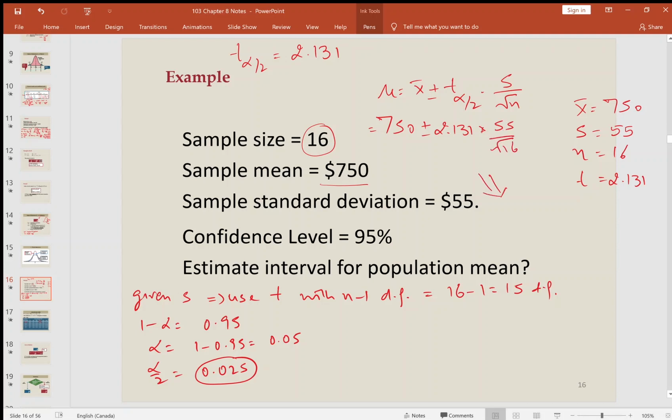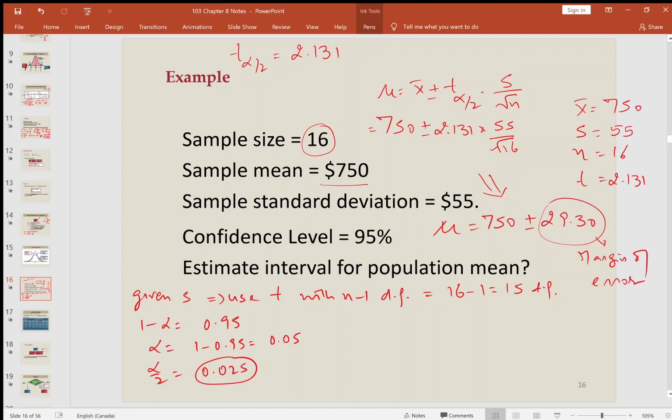So let me just bring the answers here. So mu is going to be equal to 750 plus minus 29.30. So this 29.30 is again the margin of error.